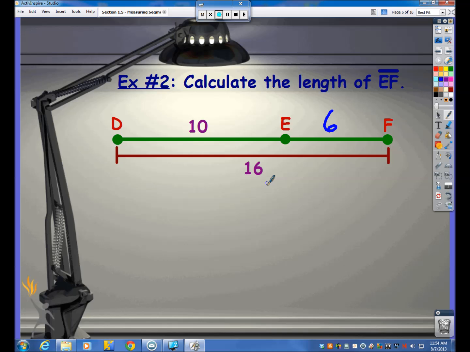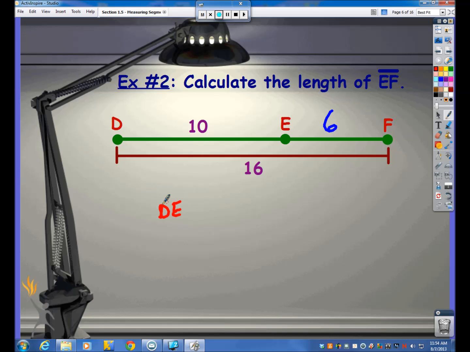No problem. But this is where, what if the 10 and the 16 were x's? What if the 16 was really 2x plus 1 and the 10 was x minus 3 and I want to know the length EF? Then it's going to get a little tougher. So let me show you the more complex way of doing a simple problem, if you will. Okay?